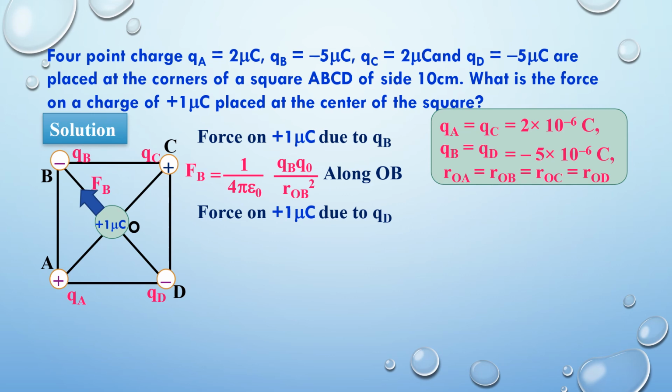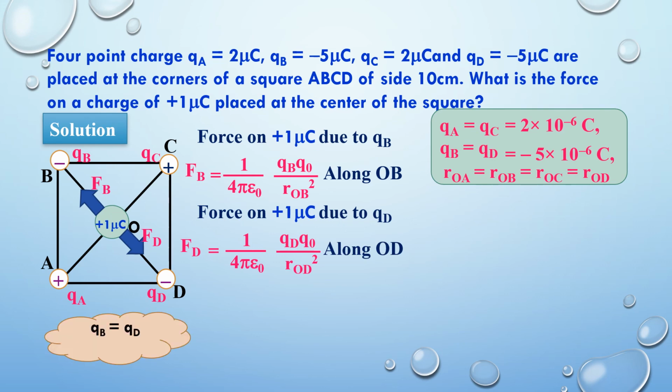Similarly, the force on the charge at the center due to the charge at point D should give you FD is equal to 1 upon 4 pi epsilon naught QD into Q naught upon the distance between point O and D, the whole squared. And we find out that the force on the charge at the center due to the charge at point D is along OD. Again, a negative charge, there should be an attractive force between the charge at the center as well as the charge at point D, and this force results along OD.